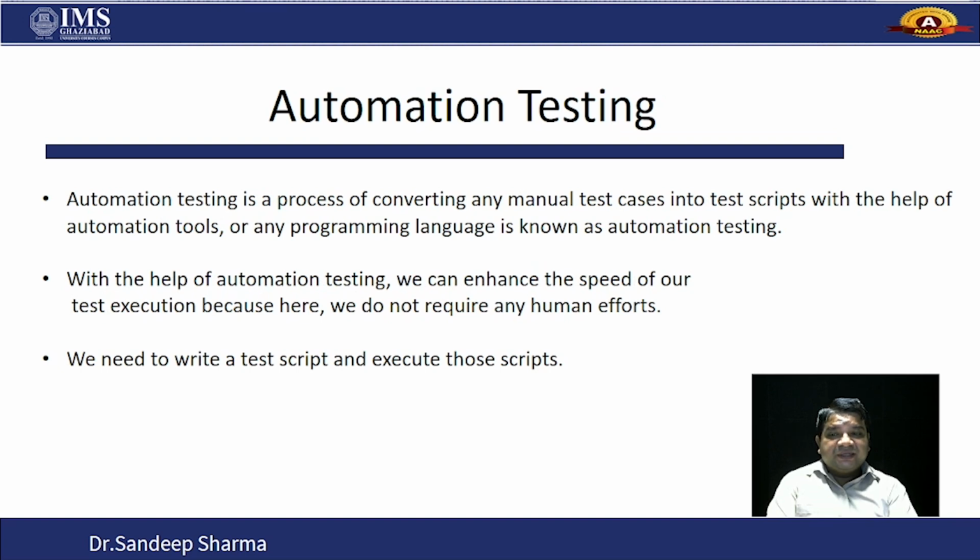Automation testing is a process of converting manual test cases into test scripts with the help of automation tools or any programming languages. With the help of automation testing, we can enhance the speed of our test execution because here we don't require any human efforts. We need to write a test script and execute those scripts.